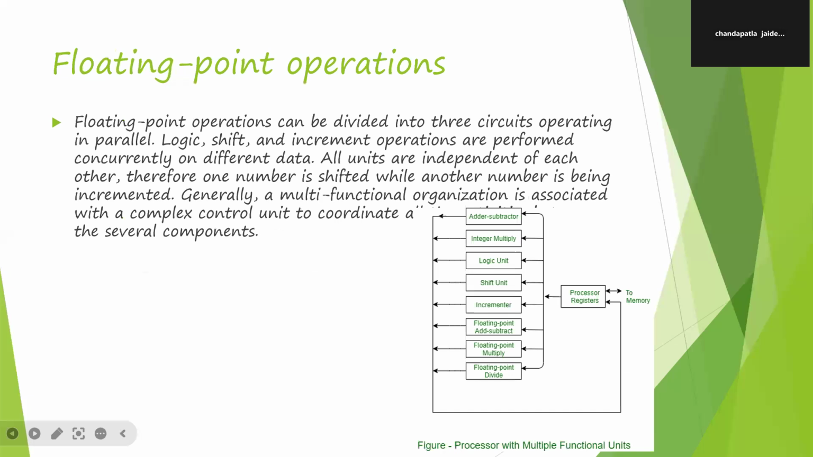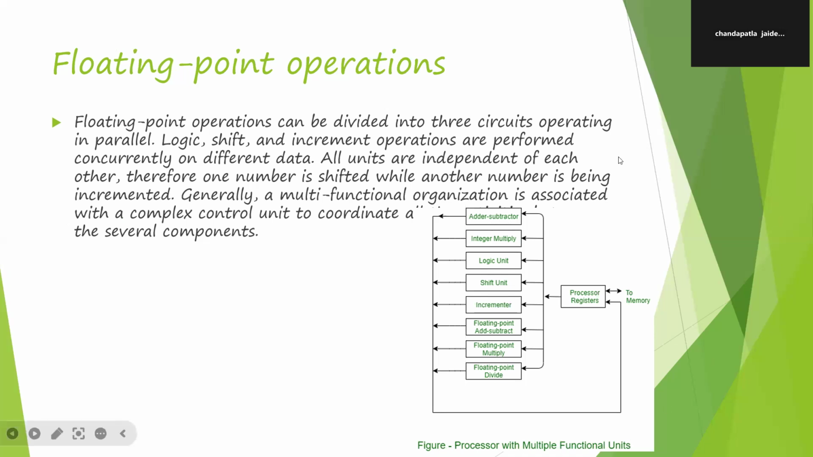Floating point operations. Floating point operations can be divided into three circuits operating in parallel. Logic, shift, and increment operations are performed concurrently on different data. All units are independent of each other. Therefore, one number is shifted while another number is being incremented. Generally, a multifunctional organization is associated with a complex control unit to coordinate several components. This is about the floating point operation.